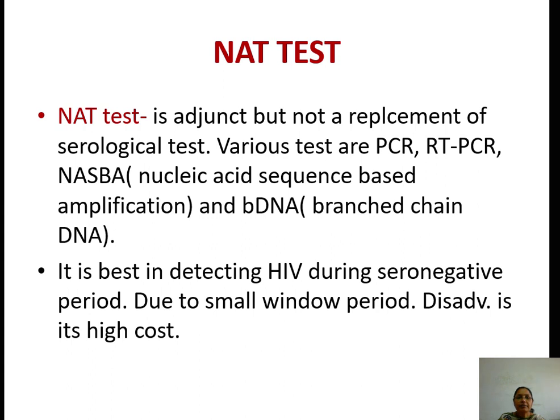Nucleic acid testing. The NAT test is an adjunct but not a replacement of the serological test like ELISA. The various tests are PCR, RT-PCR, that is polymerase chain reaction, NASBA, nucleic acid sequence based amplification, and bDNA, that is branched chain DNA. It is best in detecting HIV during the seronegative period due to its small window period, and the disadvantage is that it is high cost.